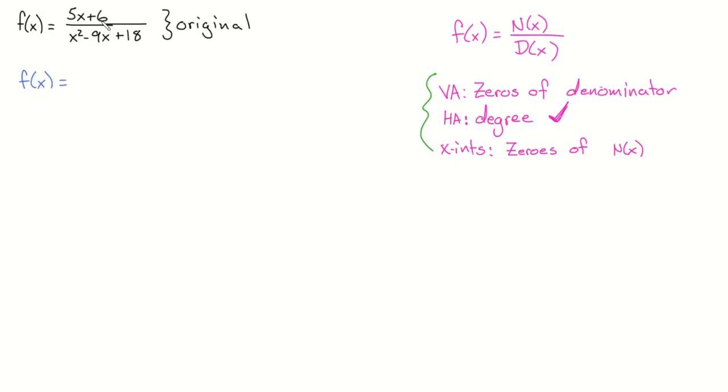Does the top factor? Is there a GCF? Nope. And it's just a degree 1. Nothing happens. The top just remains 5x plus 6. In the denominator, I'm going to do a little bit of scratch work here, but I am going to erase it, just so you guys know. Let me know if you don't want me to erase it. The scratch work, I need to factor this.